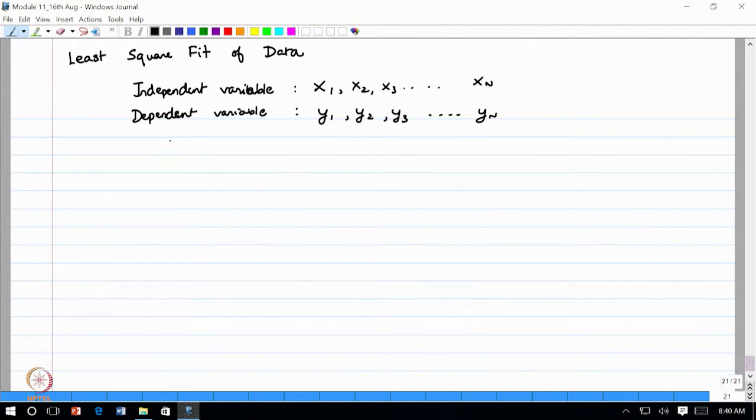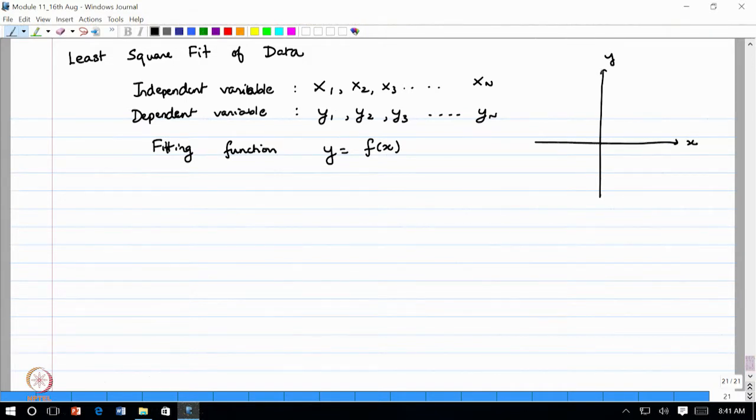Now we want a fitting function, y equal to f of x. The fitting function might be linear, it might be quadratic, it might be exponential, anything. Typically what you think of is that you have x and you have y, and each point. So you have x 1 y 1, which might be let us say here, x 2 y 2 might be here, x 3 y 3 might be here, x 4 y 4 might be here, and so on.